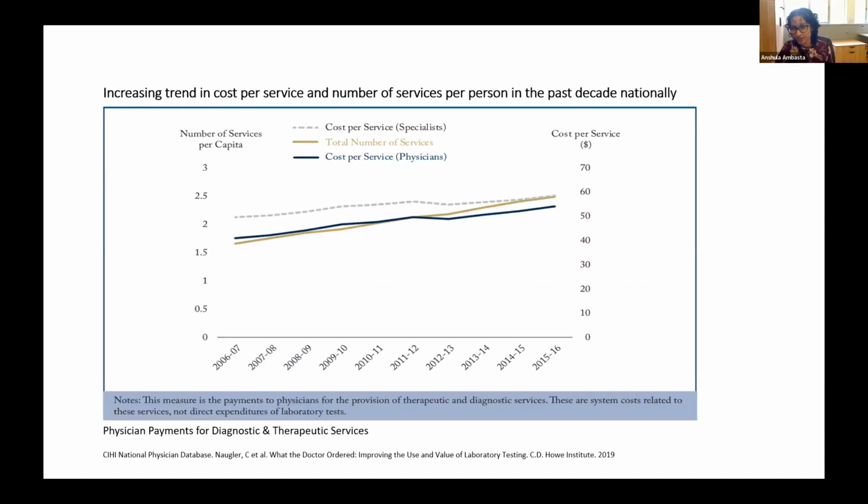So why are we talking about this in the first place? Well, the reason we're talking about this is because there is an increase in both the cost per service as well as the number of services per person that we're providing in the past decade nationally. So we're doing more tests, more medications, more diagnostics. And as we start to do more, the question of appropriateness is coming around, where we think about, well, is what we're doing actually helping patients and improving their care? When it comes to lab tests, it's about thinking about whether these tests are actually advancing the care of these patients. Unfortunately, even though we're doing more, when we look at the data, somewhere between 16 to 56% of lab testing is considered to be inappropriate.